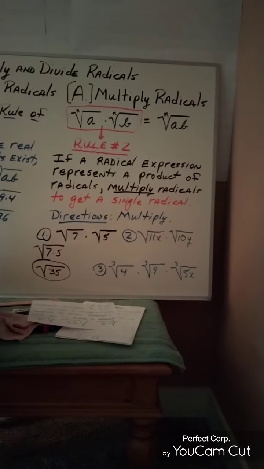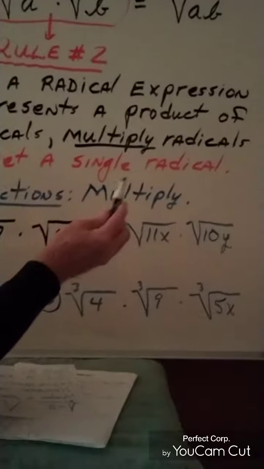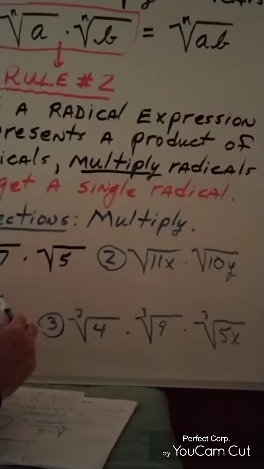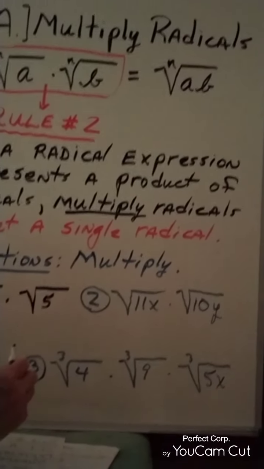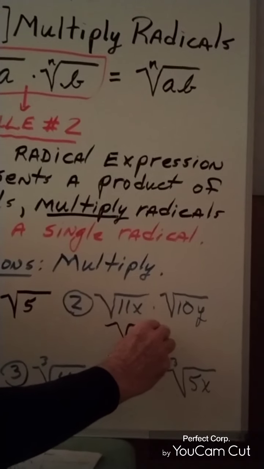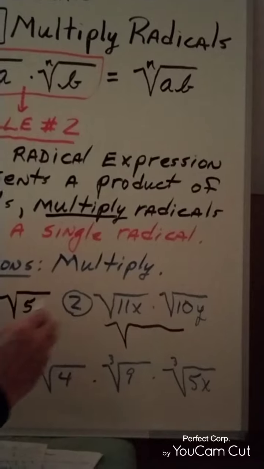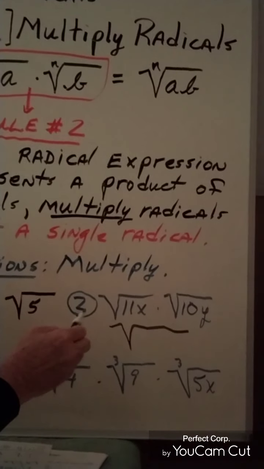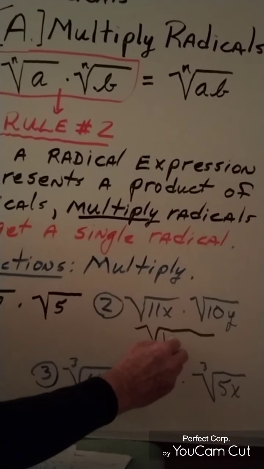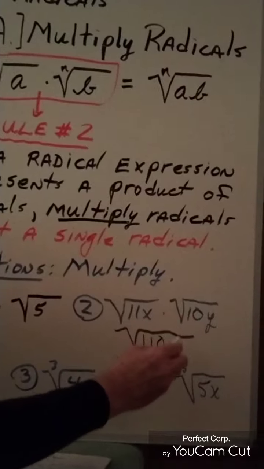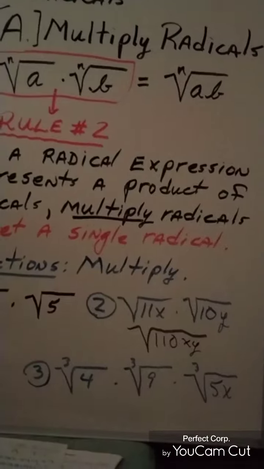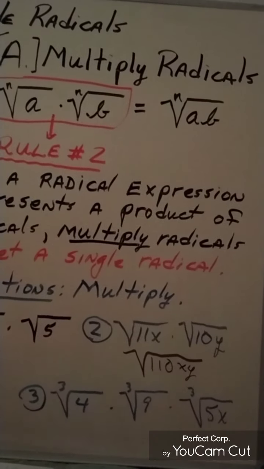Number 2, I'm going to shortcut now, like you can do. The radical of 11x multiplied by the radical of 10y. You don't leave it that way. We need to multiply them together. You make one radical, and you multiply the two radicands together, beginning with the coefficients first. 11 times 10, 110. X times y, xy, done. We've written the product as a single radical.